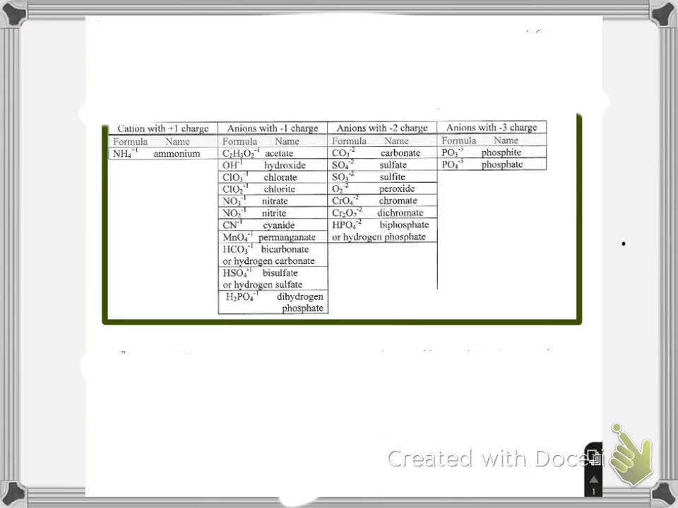So, you have the ammonium, which is the only one with a positive charge. And then you have the -3 charges, which are the phosphate and phosphite.